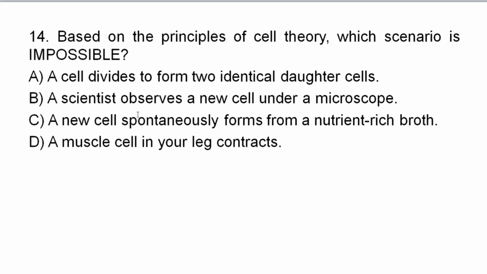Good, the correct answer is C. A new cell spontaneously forms from a nutrient-rich pause. This scenario is impossible based on the principles of cell theory. All the others are possible. New cells arise from what? Pre-existing cells. Cells cannot arise from dead cells. Cells do not arise spontaneously; rather, new cells come from pre-existing cells.